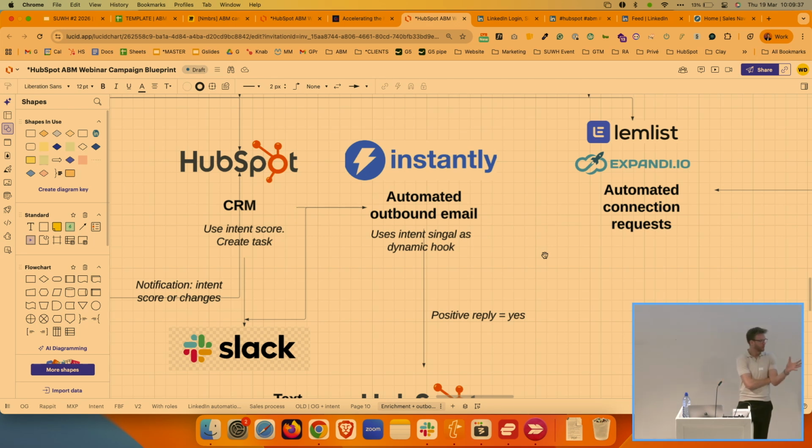Because if, for instance, someone recently moved into a new position, we can use that as a hook in the email. Hey, I saw you're 3 months in. We typically see that within the first 3 to 6 months of your tenure, these are good starting points, so you can also educate your prospect that way.